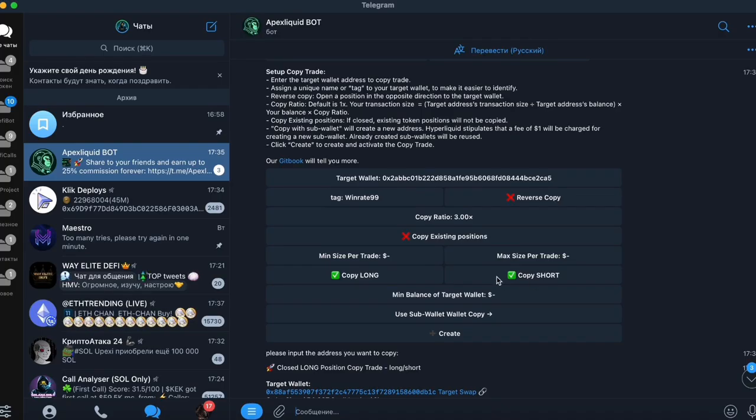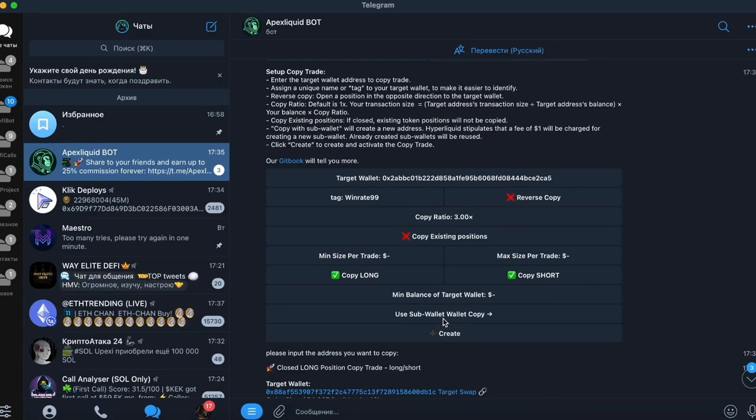Copy long, copy short, this is all pretty straightforward. So if the box is checked, we copy the longs. And it's the same story with shorts. If you turn it off, for example, you can choose not to take shorts. In that case, trades will only be opened as longs. But I usually don't change anything and fully trust the wallets I set up for copy trading. Minimum balance from the target wallet, I don't change anything here.